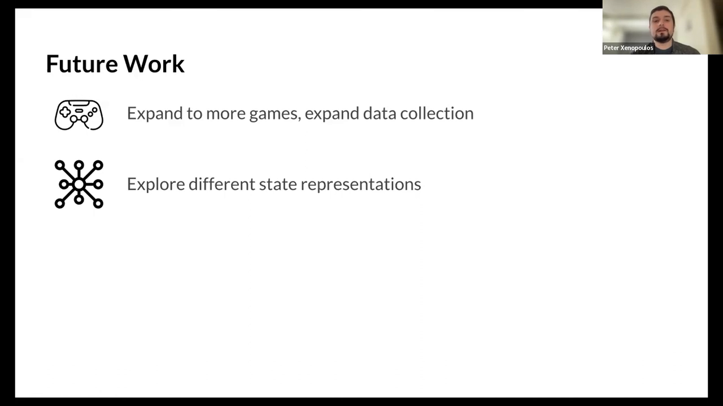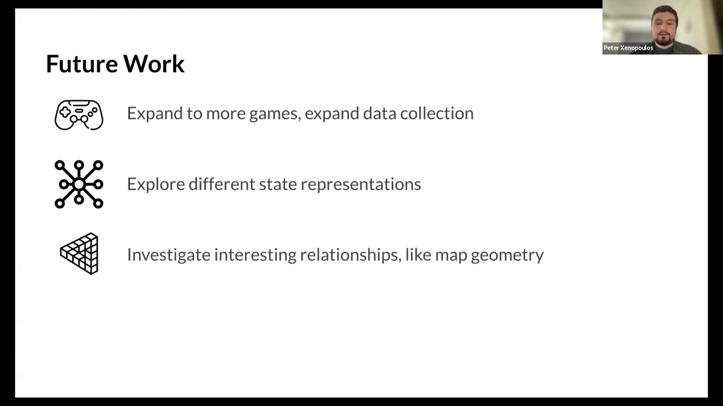The second is that we can explore different ways to represent game states. So we just used a simple vector, but it's feasible to reformulate the problem so that a game state could be a graph, or maybe a set of the players. We could also think of a sequence-based approach to predicting win probability. So there are lots of different avenues when it comes to predicting win probability itself that we could explore. And lastly, there are still plenty of interesting questions that arise from what we do, particularly trying to investigate relationships like map geometry and how that affects the win probabilities, because we do see such large discrepancies between maps.